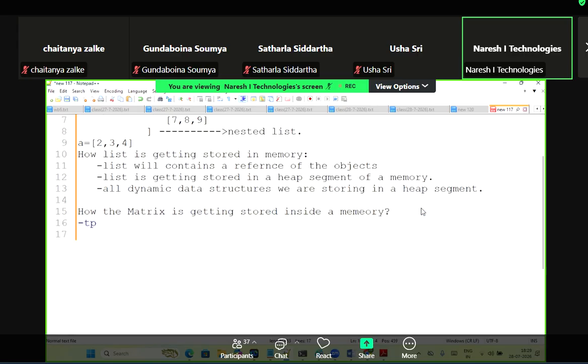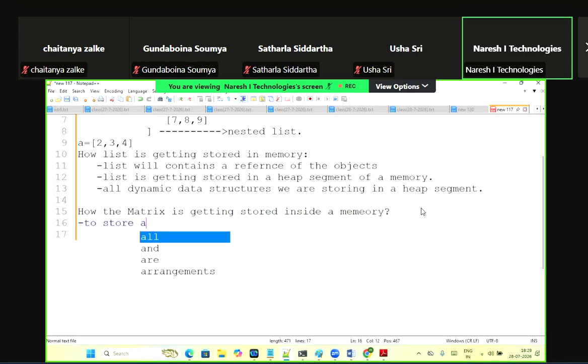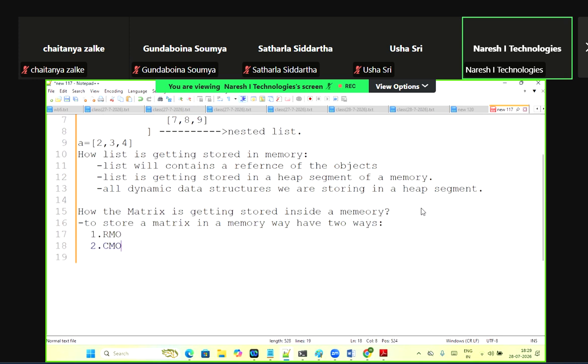So to store a matrix in a memory, we have two ways. There are two ways to store the matrix inside the memory. First one will be RMO, which is nothing but row major order, and second one will be column major order.